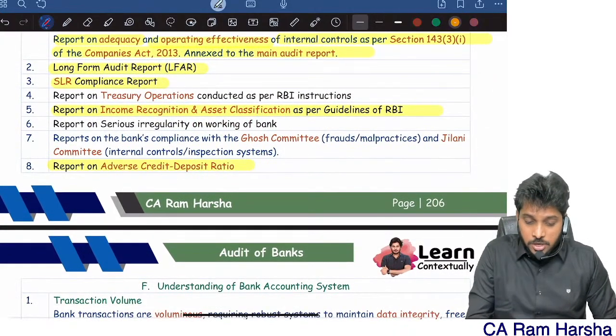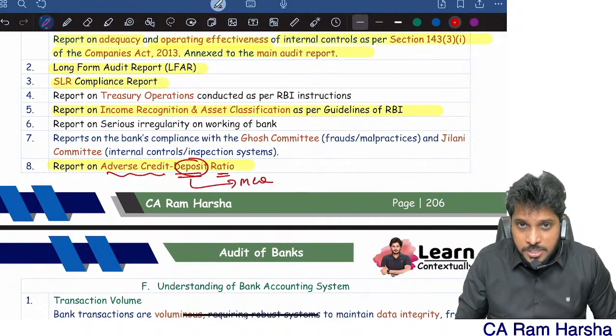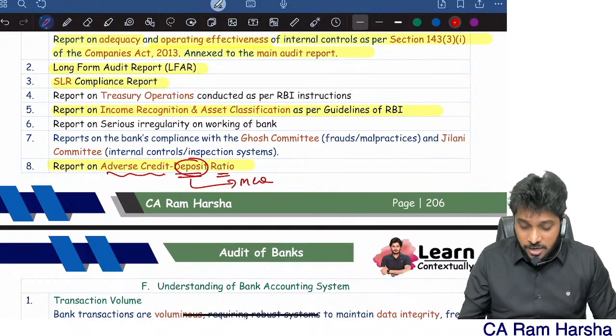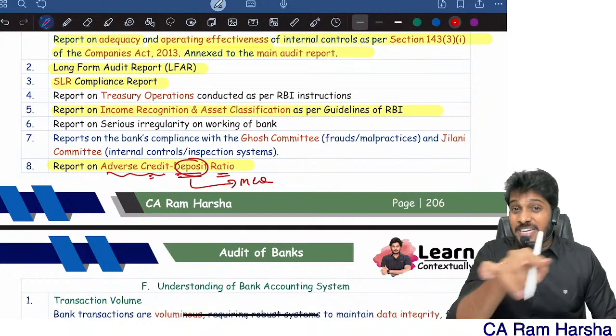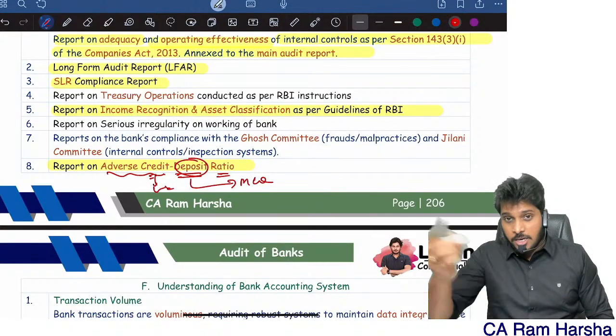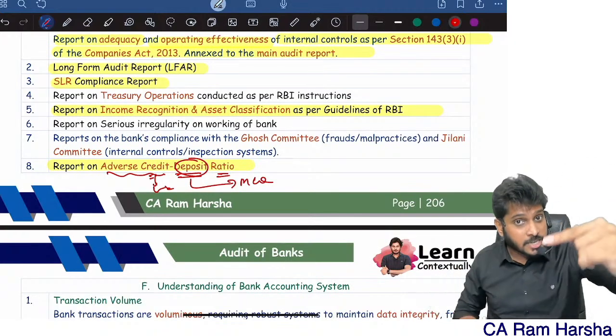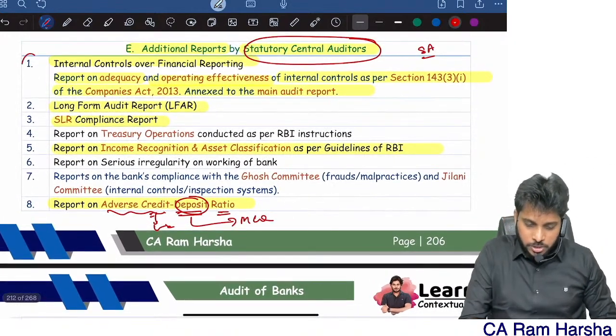The auditor shall also give a report on adverse credit deposit ratio. One time they asked one MCQ. Here they removed the word deposit and put the word lending: adverse credit lending ratio. Lending is wrong. It is the credit deposit ratio. Credit means lending, deposit means the bank accepting deposits. So lending to deposit ratio, that is the right word, be clear. So that's it. These 5 points you write.